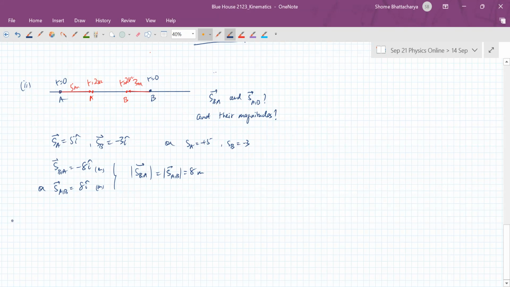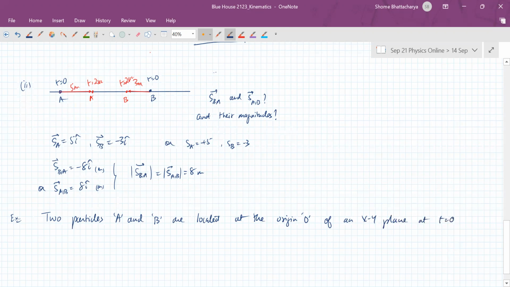Okay, now let's see another type of example. So in this next example, let's say we have a situation where two particles A and B are located at the origin O of an xy plane at t equal to 0.